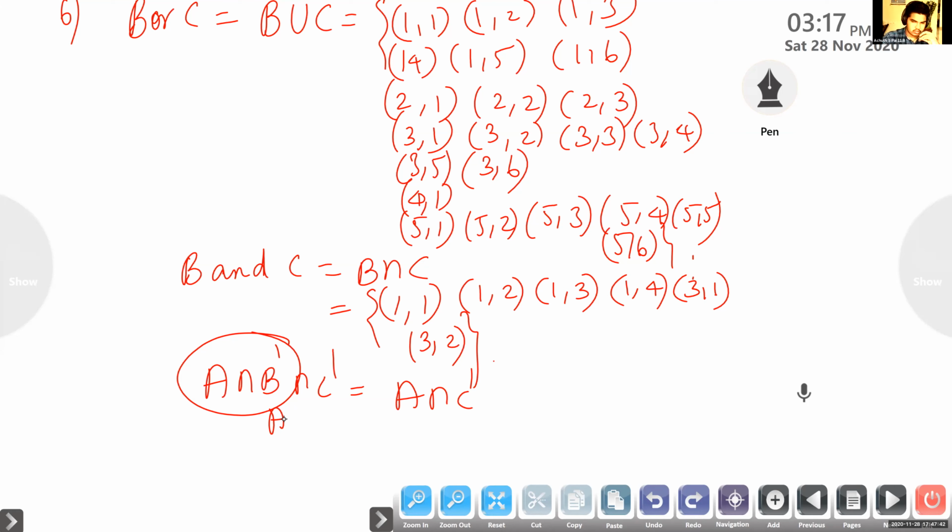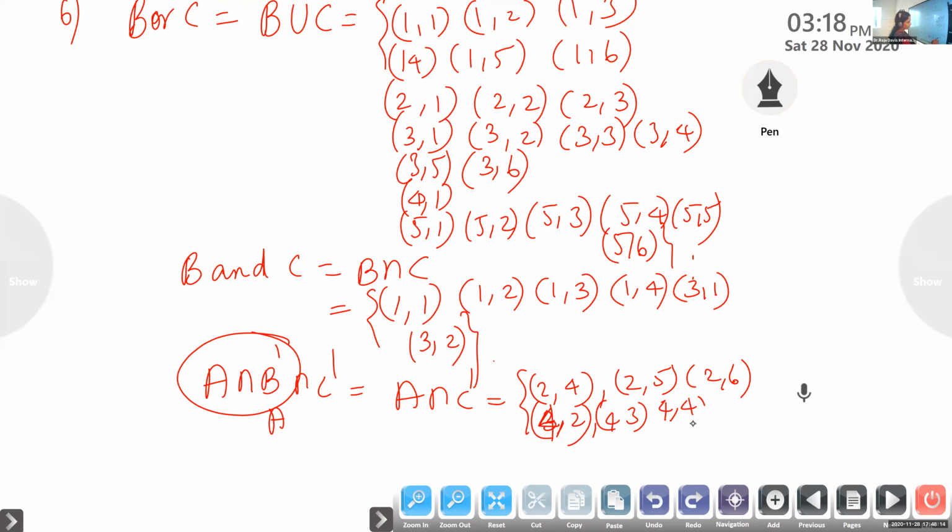It starts with 2, 4. Okay. 2, 5, 2, 6. All the elements you will get. Then 3 you will get, isn't it? Ma'am, but 3, how will we get? 3 we will not get, isn't it? Yes. So the next starts with 4. 4, 2, 4, 3, 4, 4, 4, 5, then 4, 6.